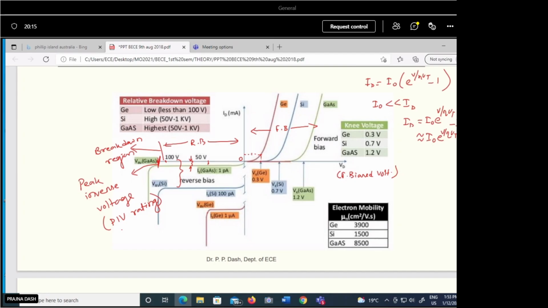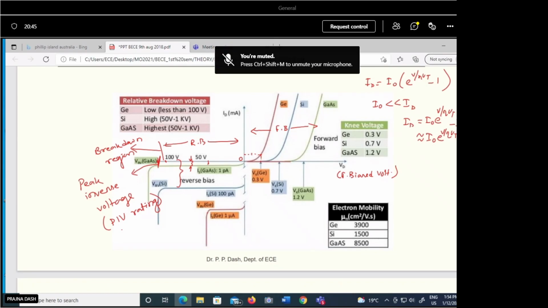Also here is given the electron mobility, the ability of the electron to move. In germanium it is 3900, in silicon it is 1500, and in gallium arsenide it is 8500. So the mobility of the electron is more in gallium arsenide, but that is used for specific purposes. Usually we use silicon or germanium diodes.